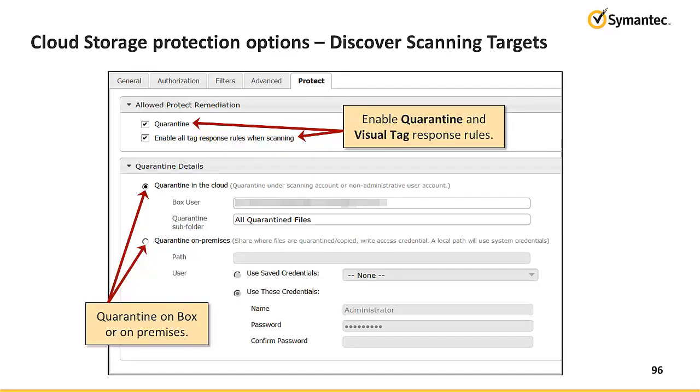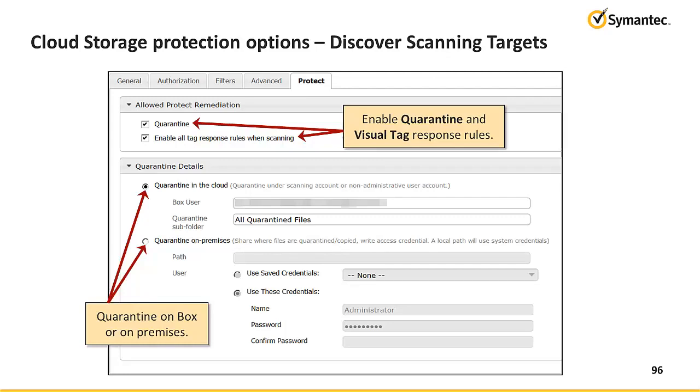The option to allow quarantine protect remediation must be selected for cloud storage quarantine response rules to be executed for this target. As shown in this screenshot, there are 2 options for the quarantine location: in Box, in the co-admin user's Box folder hierarchy, or another specified Box user, or in a CIFS file share, most likely an on-premise share whose details have been specified.